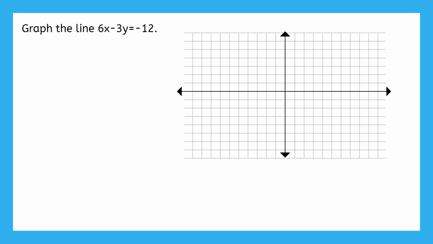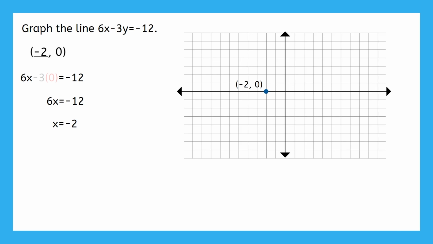When substituting 0 for y, we have that 3 times 0 is 0, leaving us with just 6x equals -12. And dividing by 6 gives us that x equals -2. So we can plot the point -2, 0 on the graph.